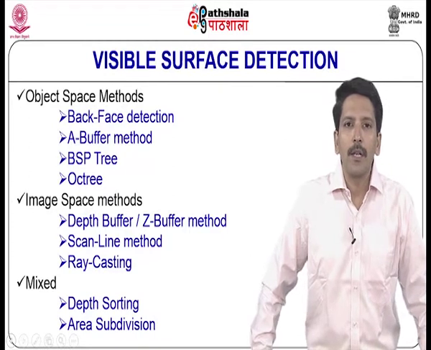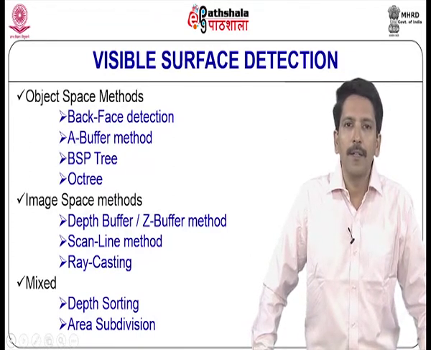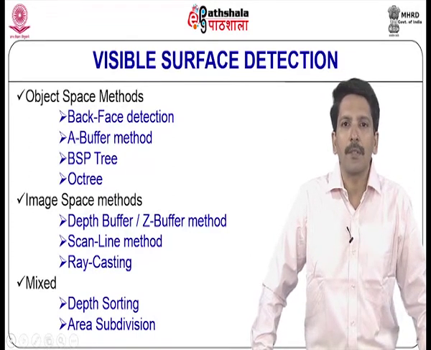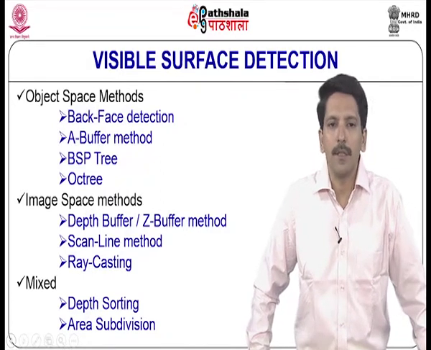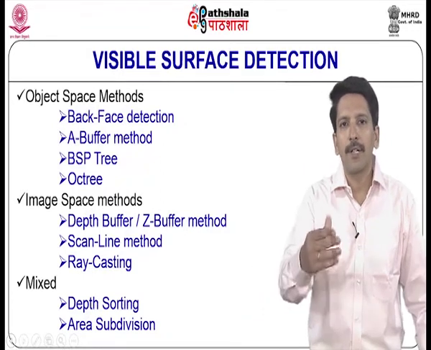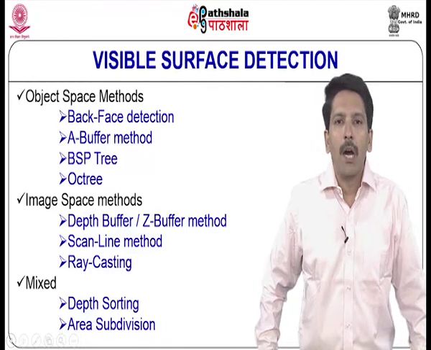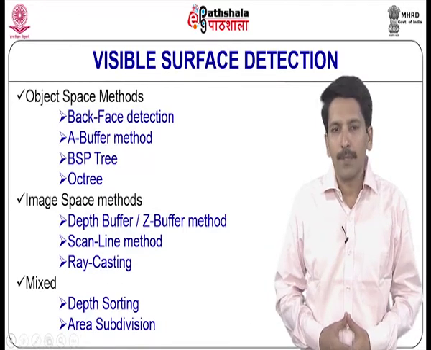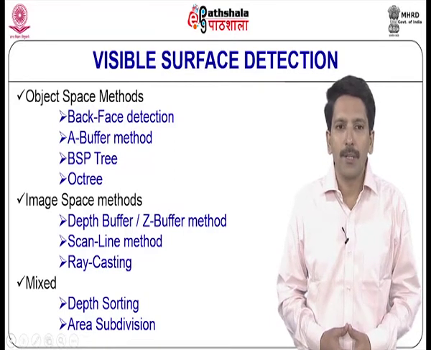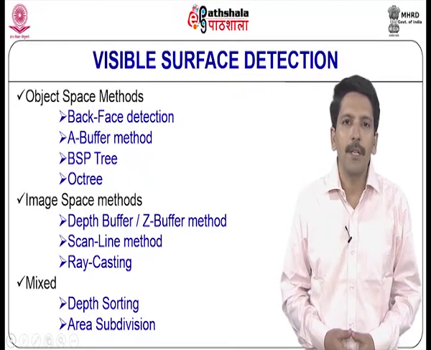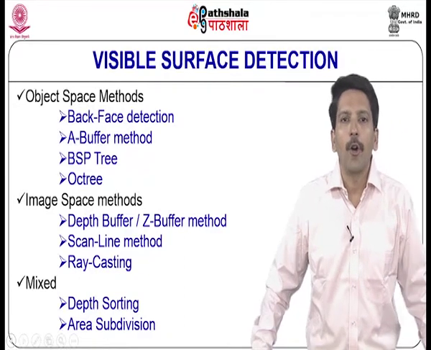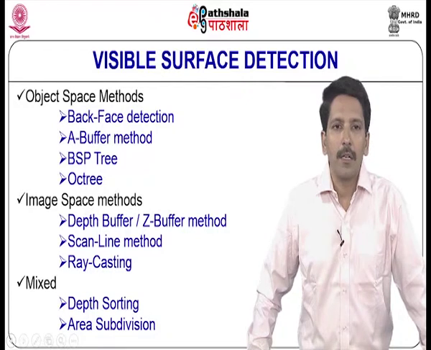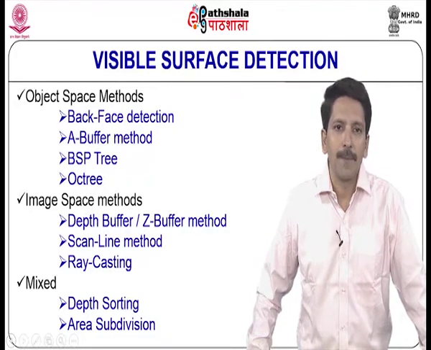As we saw in the previous slide, the visible surface detection methods are classified as either object space or image space, or mixed methods. The classification goes like this: a simple backface detection method, the A buffer method, which we call the accumulation buffer, the BSP tree method, the binary space partitioning tree method, and the octree method are classified under object space methods.